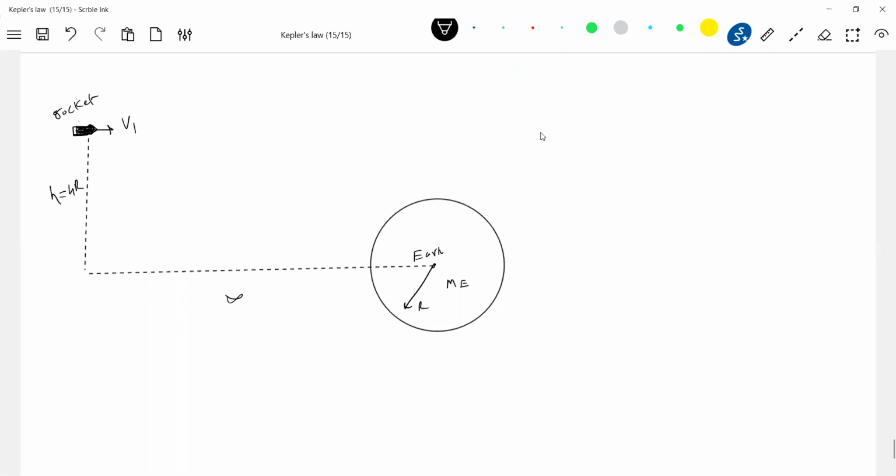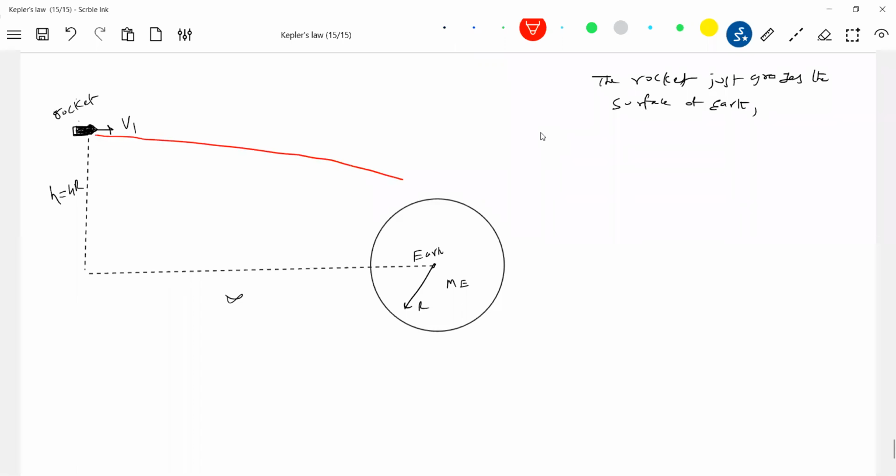What will be the speed of the rocket when it's just grazing the surface? How will the trajectory be like here? The rocket just grazes. So how do we predict the trajectory? I'm saying that the trajectory will be like this. So how can you justify it?